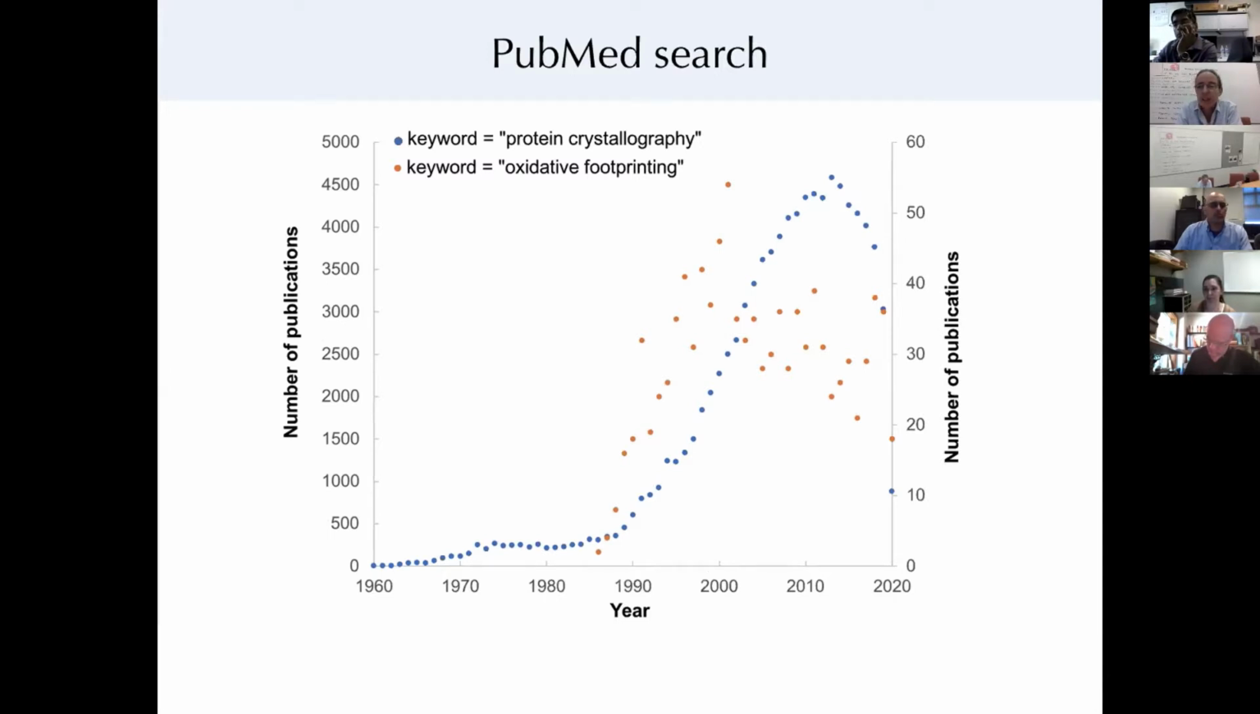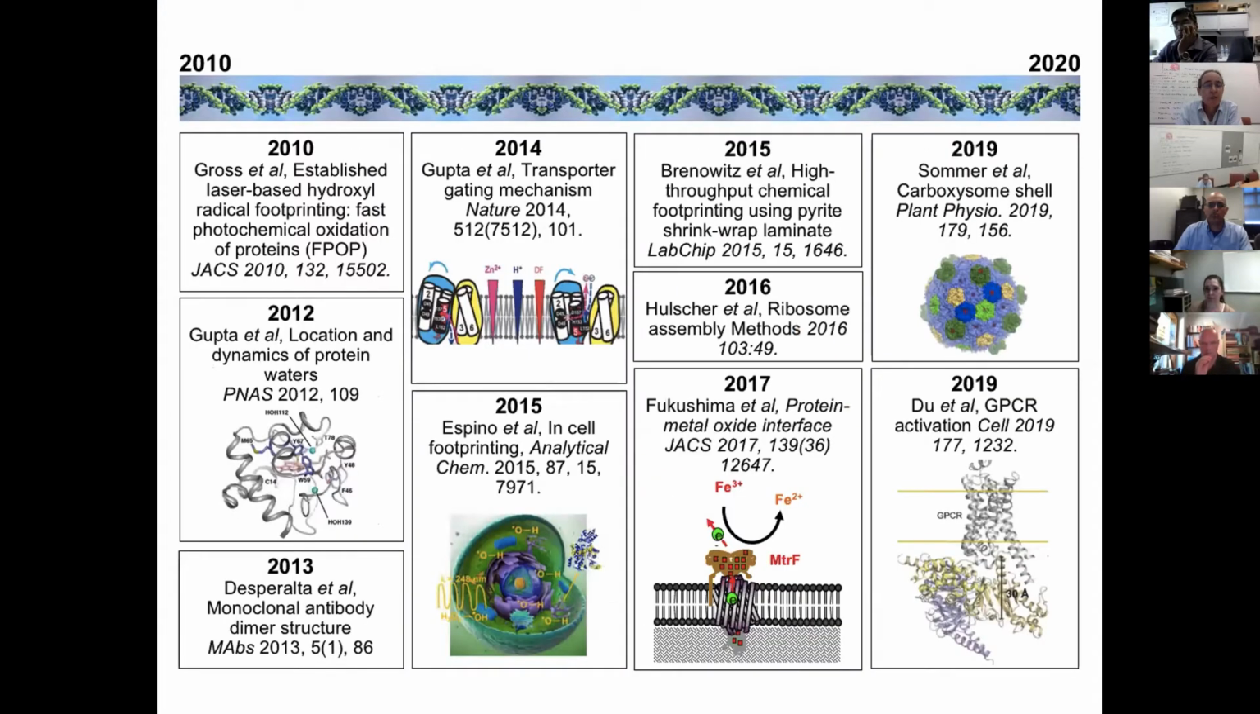So I guess the question is why? Why is this not a well-known and well-used technique, especially considering that it can give you some really good, valuable information? Just in the last decade, of those dozen or so publications, we have some really nice work on membrane proteins. This is nice work that Sayan Gupta did a few years back, looking at a zinc transporter protein and the mechanism behind how that metal is transported across a membrane.